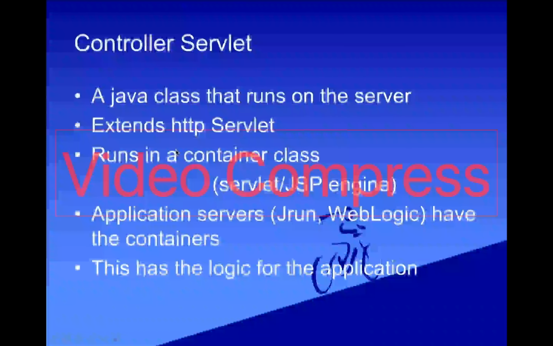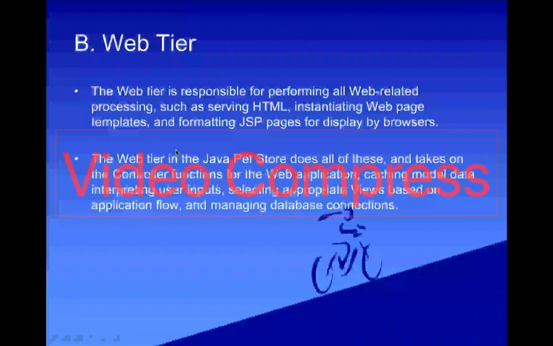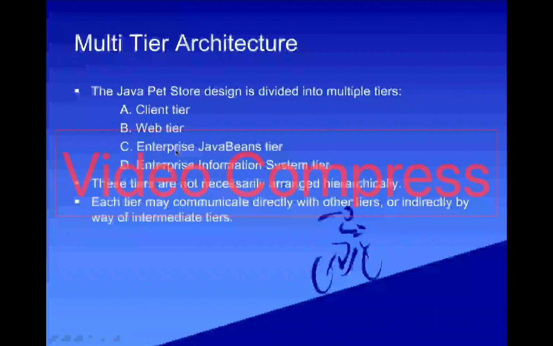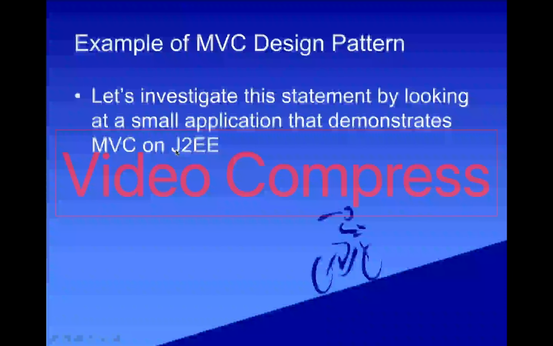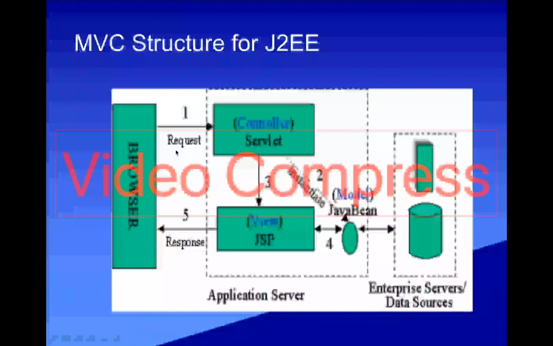I have already gone through all those things, EJBs and EJB. I'll go through a separate slide. So over here, the MVC structure for J2EE has a browser, and they have the request and response.